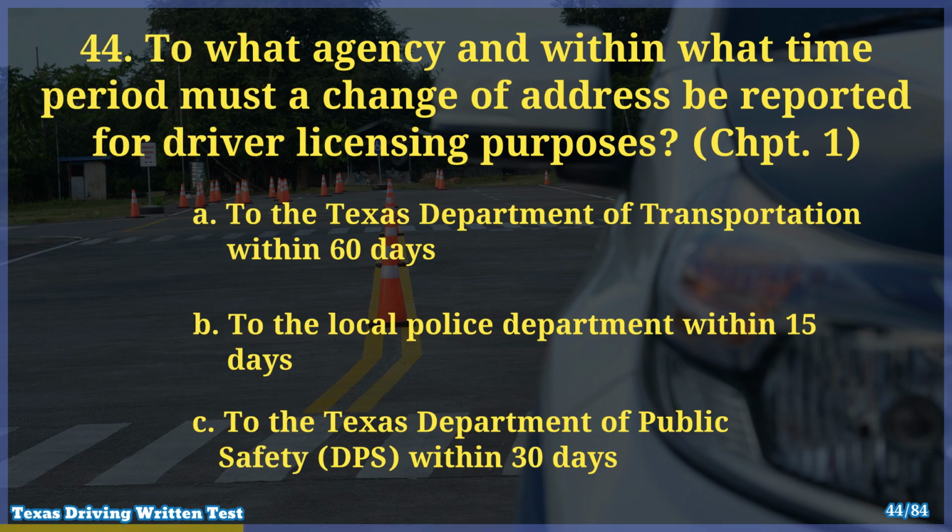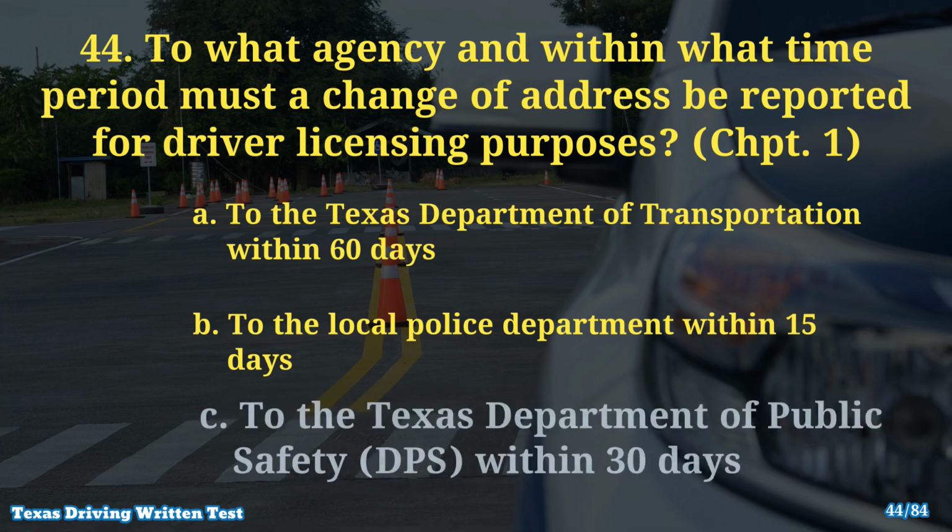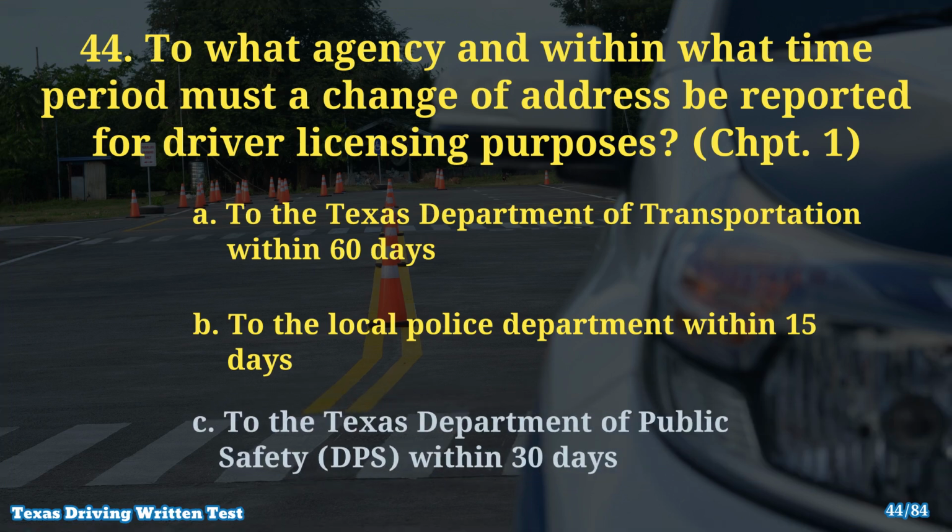44. To what agency and within what time period must a change of address be reported for driver licensing purposes? A. To the Texas Department of Transportation within 60 days. B. To the local police department within 15 days. C. To the Texas Department of Public Safety, DPS, within 30 days. Answer is C. To the Texas Department of Public Safety, DPS, within 30 days.